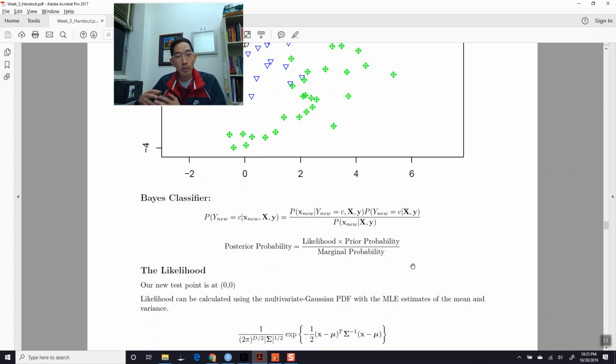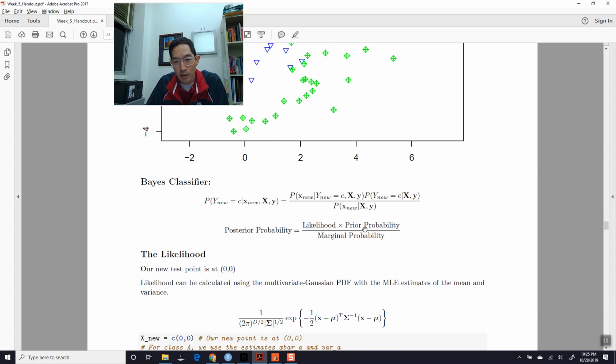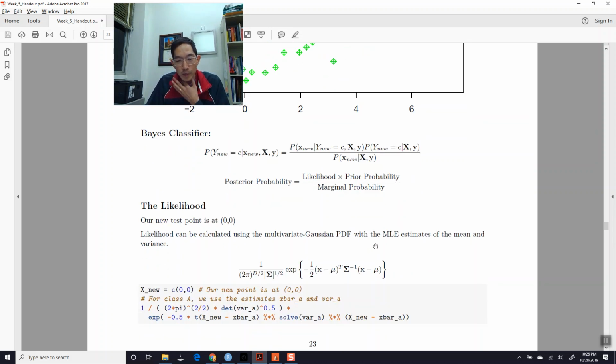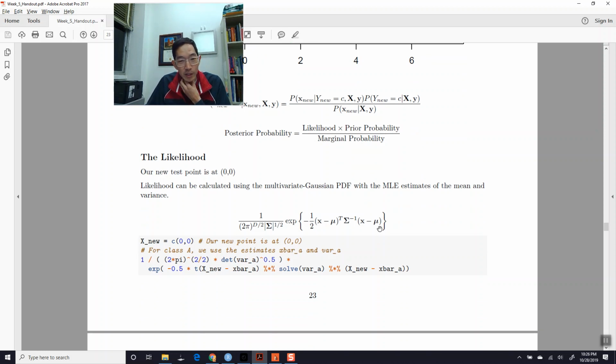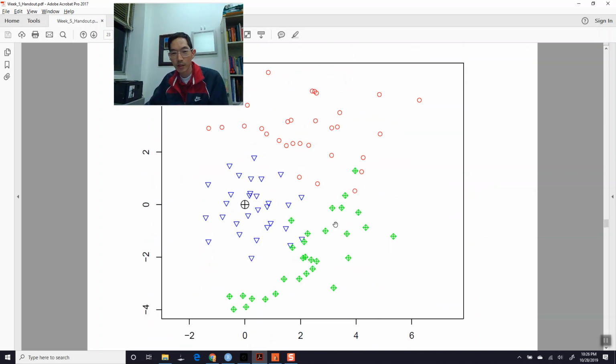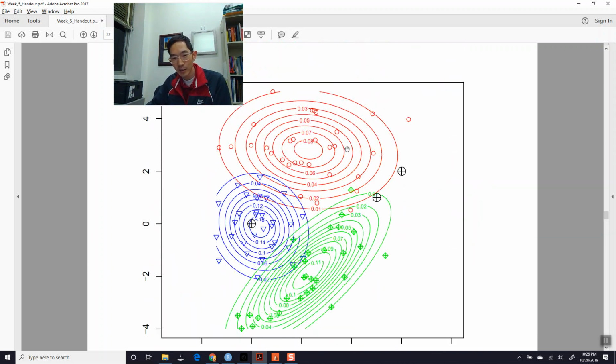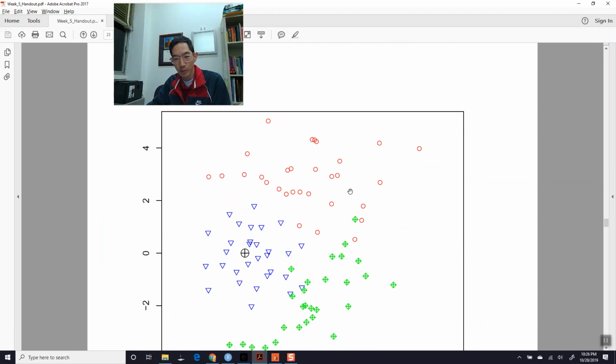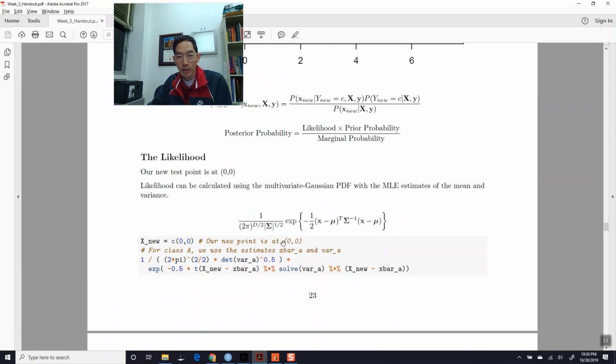Okay, and so just like before, the Bayes classifier is found by doing the likelihood times the prior probability divided by the marginal probability. Okay, so for the likelihood, we're going to use the multivariate Gaussian PDF using the estimates of the mean and the variance that we found earlier, right? We estimated the mean, we estimated the variance of these things using the data that we gathered. We calculated the sample mean, the sample variance, and we're going to plug that in here.